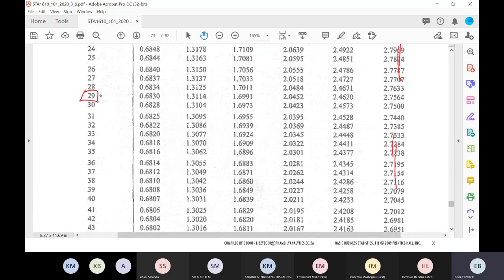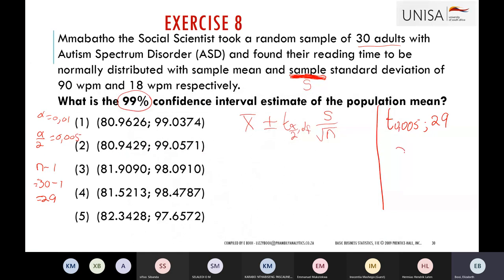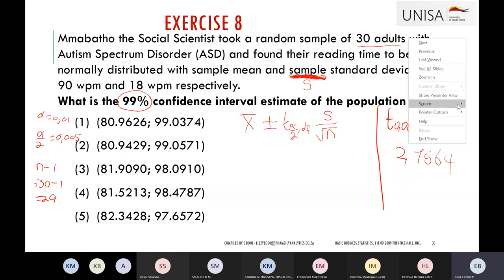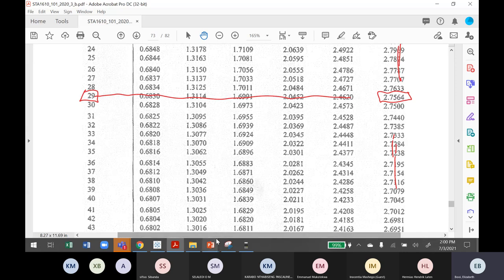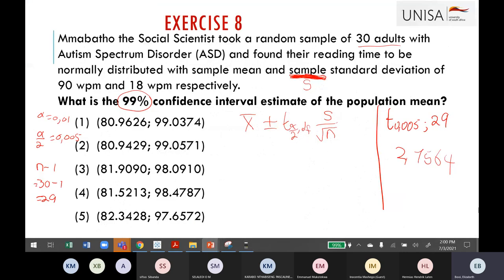So we know that we're using the last column. So where they both meet, 2.7564. Let's just double check that. Okay, so you can just substitute into the formula our mean and sample standard deviation respectively. So this is our mean, which is X bar. This is our standard deviation, which is S.